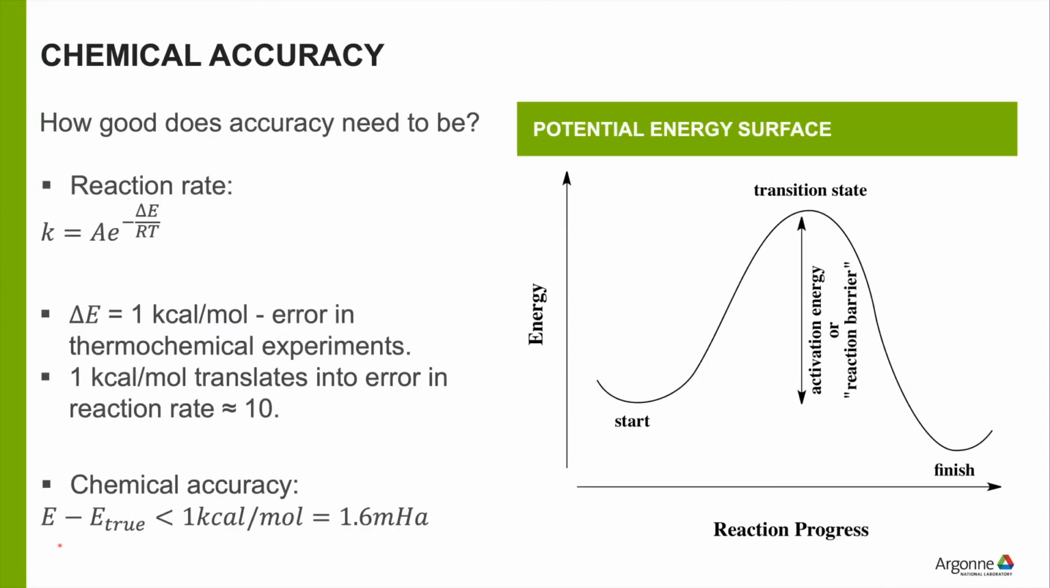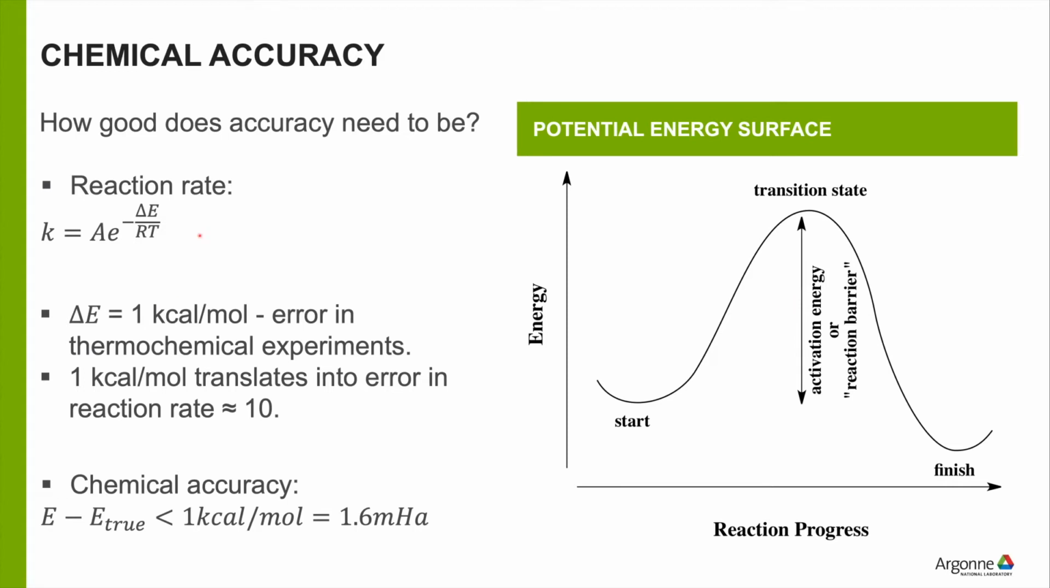Before we go further, I'll quickly mention the chemical accuracy. Basically, how close do we need to be to the real solution when we solve these quantum chemistry problems? And it's useful to think of it, say we have some reaction where we start from the start. To get from the start to finish, we need to overcome some reaction barrier or activation energy.